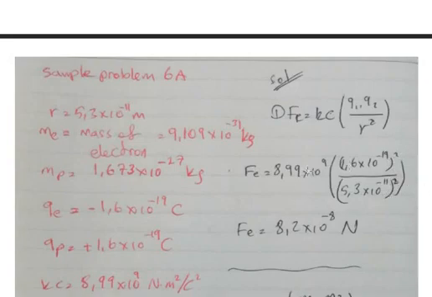So how do you calculate this? You can square 1.6 and multiply it by 8.99, and then divide it by 5.3 squared, or you can directly square 1.6 and divide it by 5.3 squared, then multiply it by the value outside of the parenthesis. You will get Fe equal to 8.2 times 10 to the power minus 8 Newton.